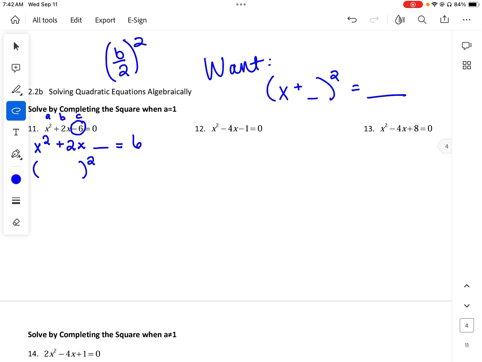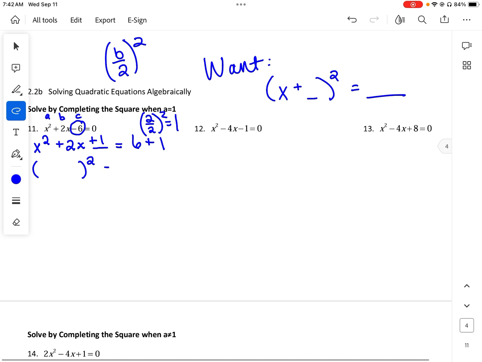So in this case, it's going to be 2 divided by 2, which is 1, and then 1 squared is 1. So that means I'm going to add 1 to both sides. So then the right side equals 7.